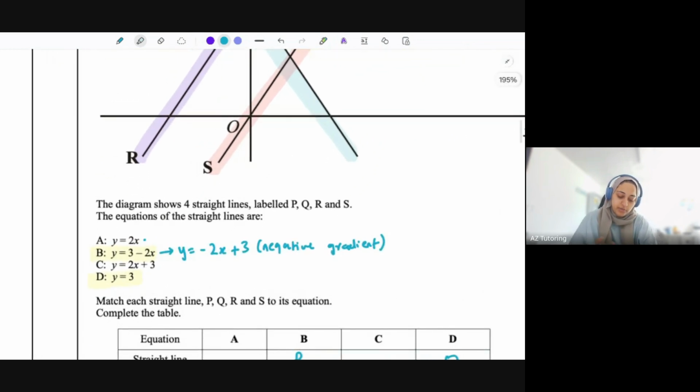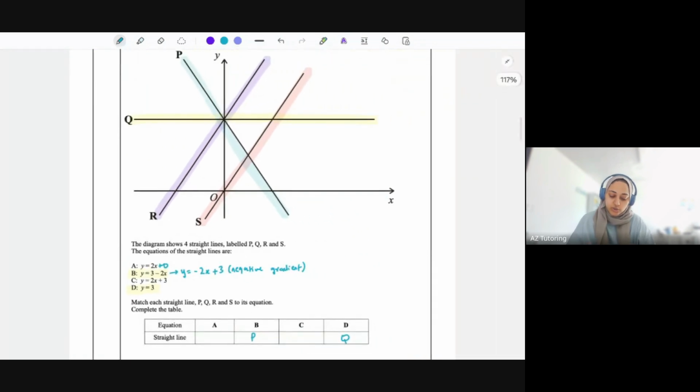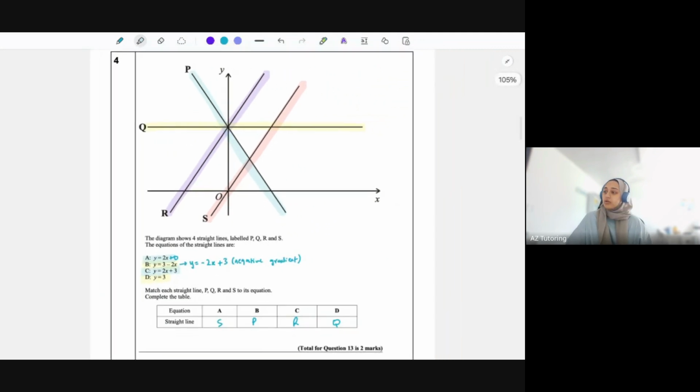Now the other two are y equals 2x and y equals 2x plus 3. What does the plus 3 tell us? It tells us it's crossing the y-axis at 3. This one here has a c value of plus 0 because it's not got a c value. So it's crossing through 0. So both have the same gradient, 2x as expected. You can see S is crossing the origin, so at 0, and R is crossing just above, which is probably plus 3. So therefore, C will be R, and then A will be S. There you go, we've done all of them now. S, P, R, Q. Okay, perfect.